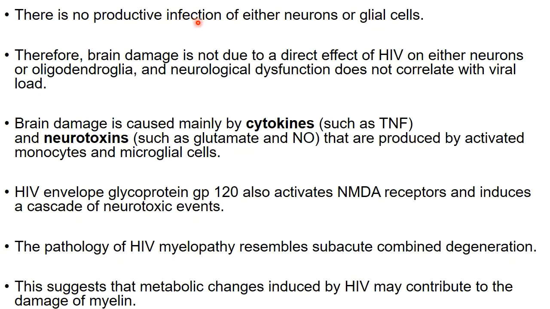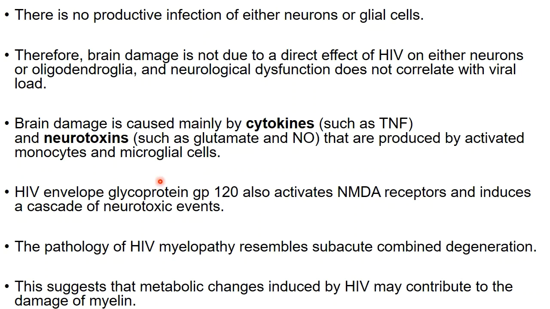There is no productive infection of either the neurons or the glial cells. The brain damage is not due to the direct effect of HIV on either neurons or oligodendroglia, and neuronal dysfunction does not correlate with the viral load. Brain damage is particularly caused by cytokines like TNF or neurotoxins like glutamate and nitric oxide, which are produced by the activated monocytes and microglial cells.